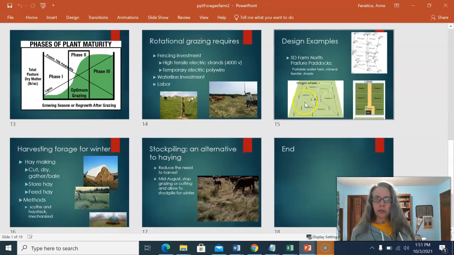So we talk about forage development. We talk about when it needs to be harvested, because yes, as it grows, you're going to have more dry matter.